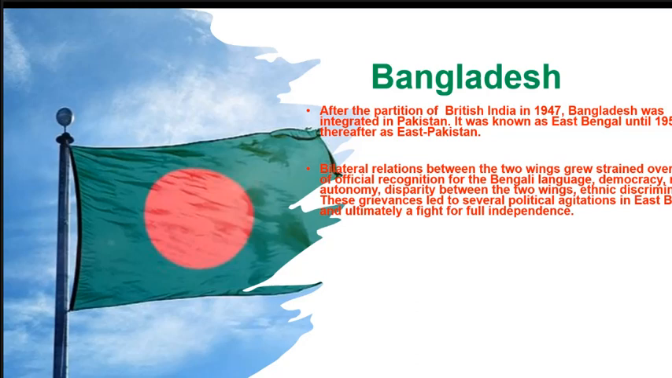Yet these two countries at either side are meant to be as one, but there's a huge distance between them, and I think there were a lot of difficulties between the two wings. They grew strained over the lack of official recognition for the Bengali language, democracy, regional autonomy, and there was a lot of ethnic discrimination as well. These grievances led to a lot of political upheaval in East Bengal, and ultimately they just wanted full independence. They just wanted to be on their own, basically.